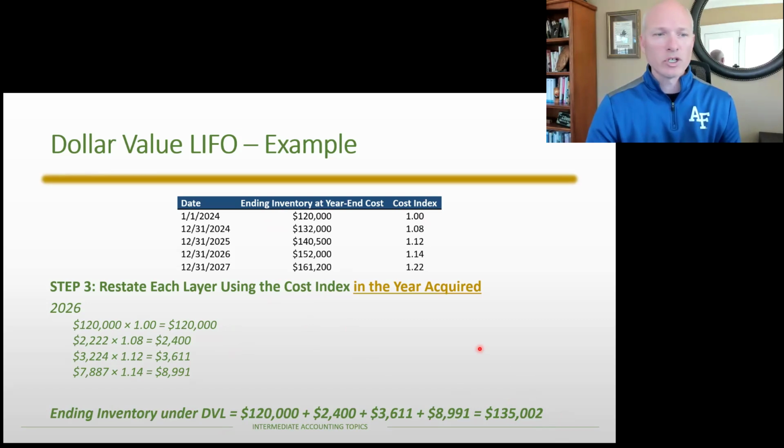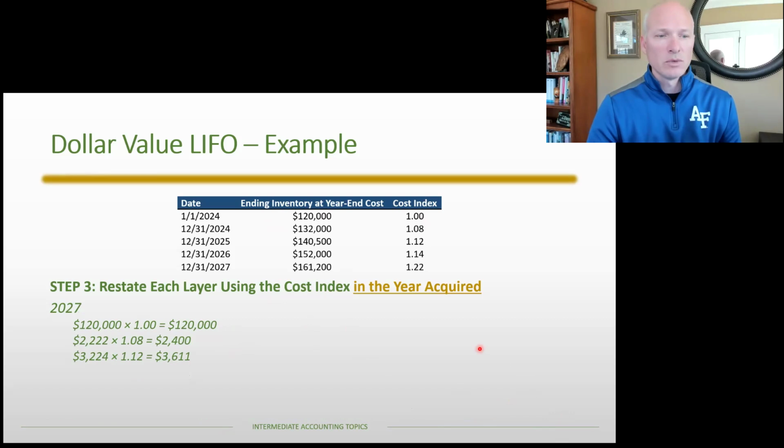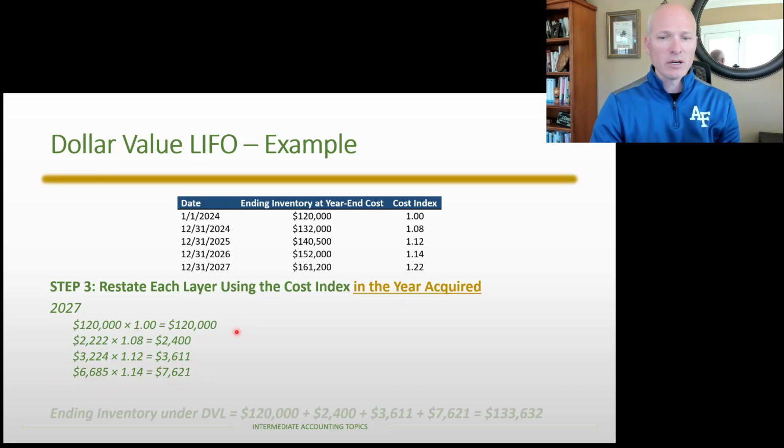And then finally for 2027, we still have those same three layers, the base year, 2024 and 2025. And then remember, our 2026 layer got a little bit smaller. In base year cost, that layer is at $6,685. We again adjust it for the cost index. This is the acquisition cost of those remaining items in the 2026 layer. We add those up. We would report $133,632 as our ending inventory under dollar value LIFO.